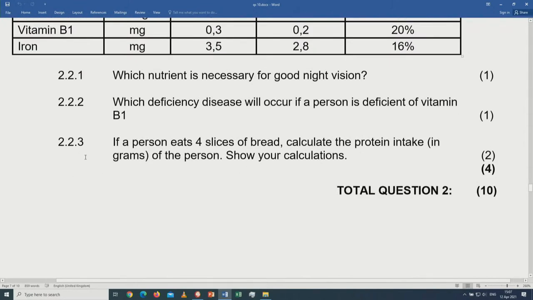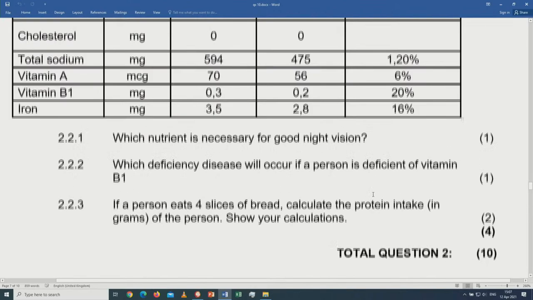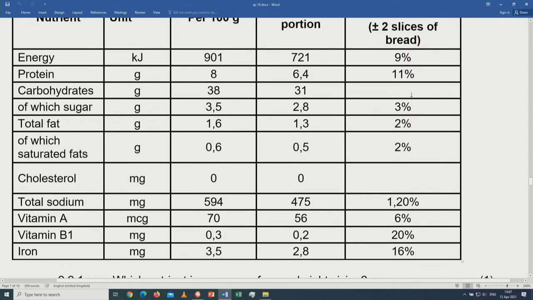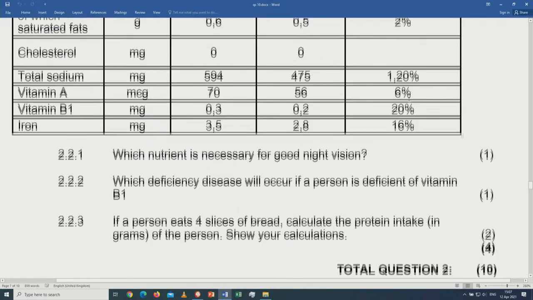So 2.2.3 says, if a person eats 4 slices of bread, calculate the protein intake in grams of the person. So 2 slices, we have 11%. If the slices are 4, then you say 11% plus 11%, and then you'll get 22%.